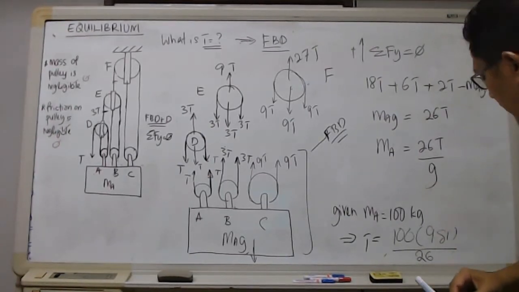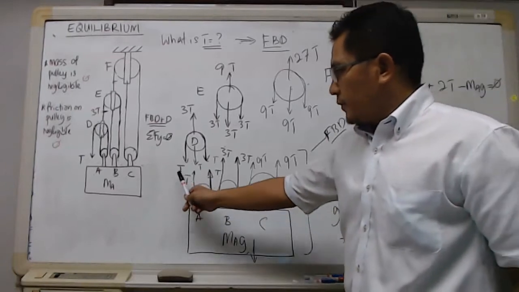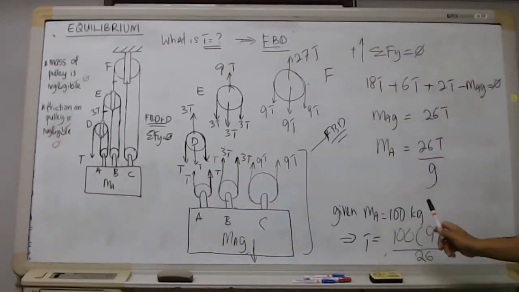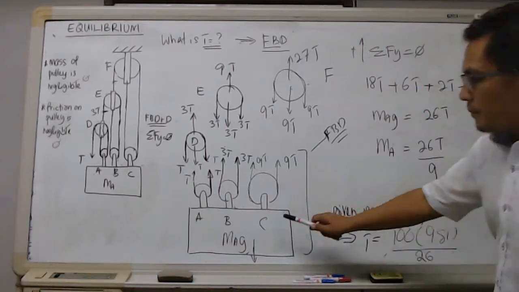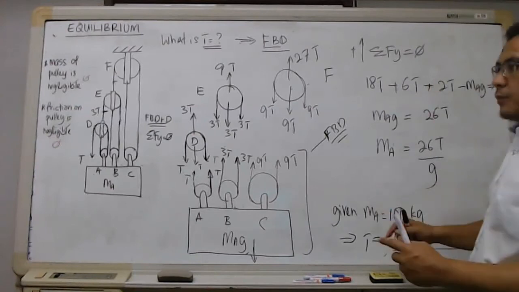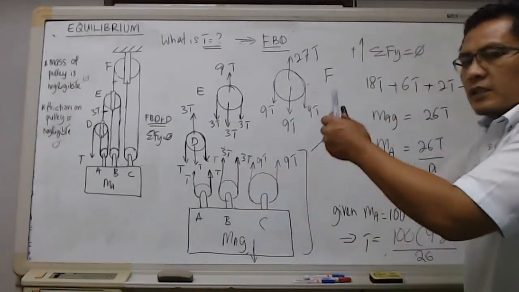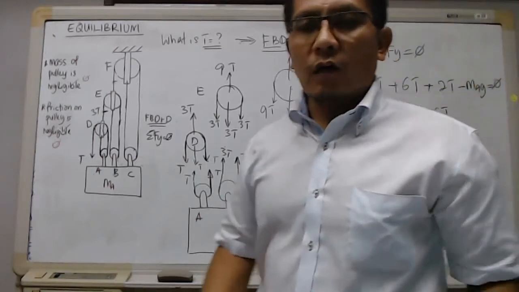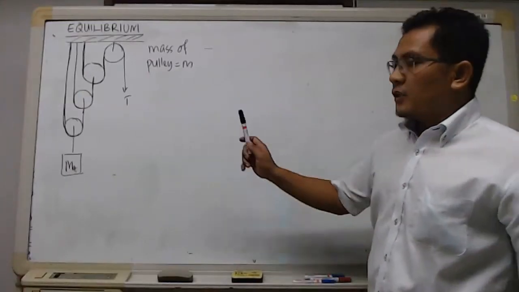That means the T here, the amount of force you put here, is 1 over 26 of the mass here. That's why we use a pulley, because we use a pulley repeatedly. So you just need a very minimal force to lift a heavy weight of material. This is a different scenario.